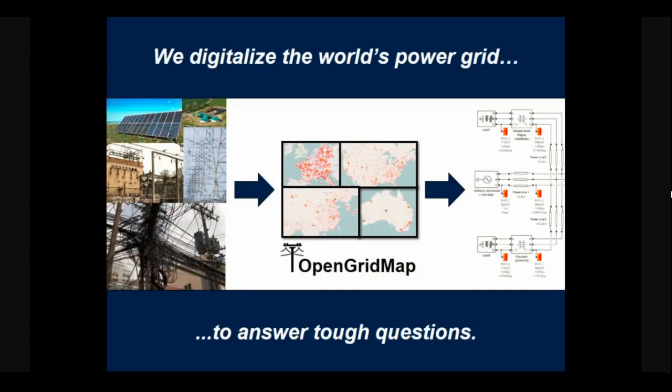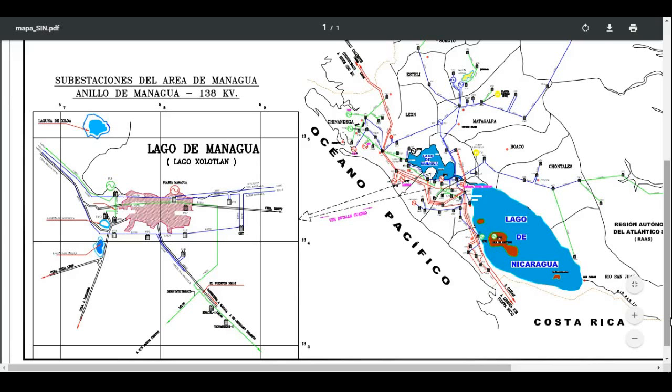OpenGridMap is an open community that crowdsources power grid data to be used for research purposes. In this video we are going to show you how to map power lines in OpenStreetMap so that they appear on OpenGridMap. Let's start by selecting a power grid map.